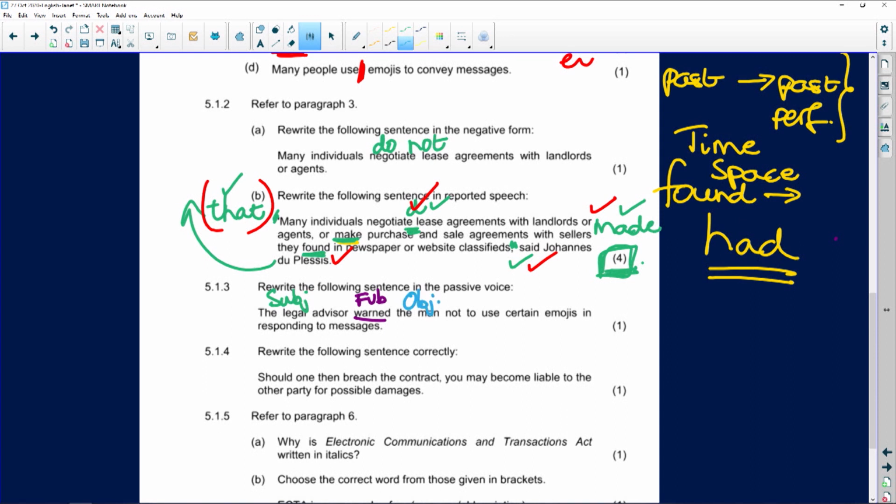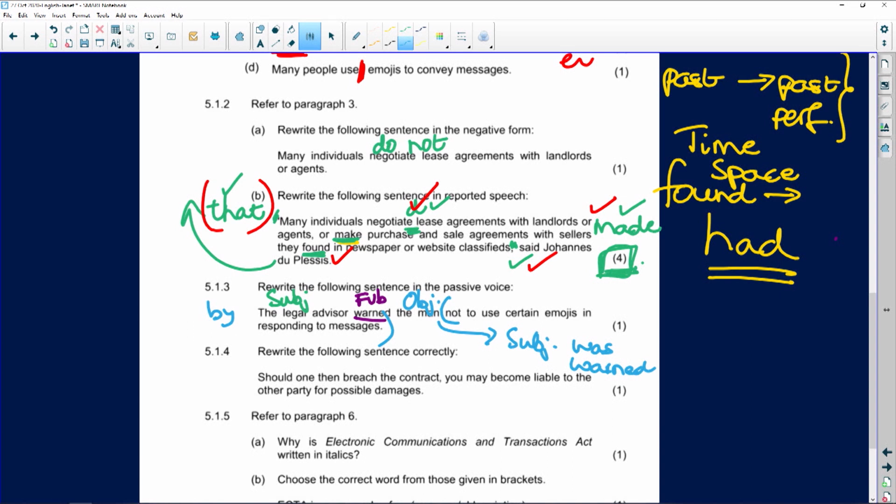So you take your object and you make it your new subject, the man. You take your finite verb and you make it passive, was warned. You take the subject, you put in by, and you make the subject the new agent, by the legal advisor. And you put the rest of the sentence in wherever it sounds good to you. So the man was warned not to use certain emojis in responding to messages by the legal advisor. Or the man was warned by the legal advisor not to use. It doesn't matter. I want to see that you've made the sentence passive.